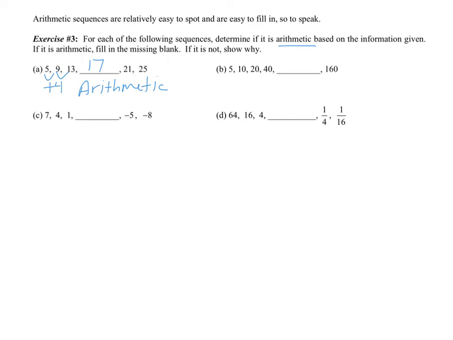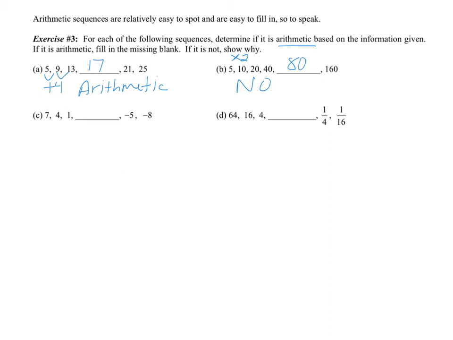Let's go to B. How do I go from 5 to 10 to 20 to 40? I hope that you notice that it is times 2. This is not arithmetic because we are multiplying. So no, I'm going to put no there, not arithmetic. It's going to be called something geometric that you're going to learn in a few days. But right now, the answer to this question is no, it is not arithmetic. And the missing blank is going to be 80.